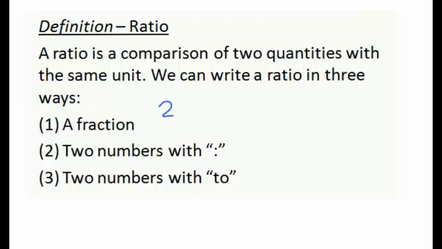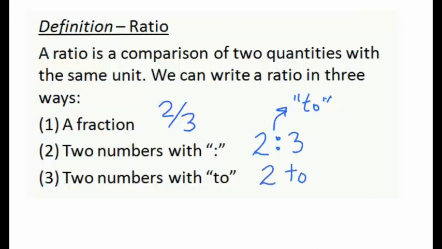So for example, 2 over 3. This is a ratio, 2 to 3. We could also write this as two numbers separated by a colon. For example, 2 to 3. And we read the colon as the word "to." And of course the third way is just to say it, and we could say the numbers with "to" in the middle. So all three of these ways are perfectly acceptable ways to describe a ratio of two quantities that have the same unit of measure.